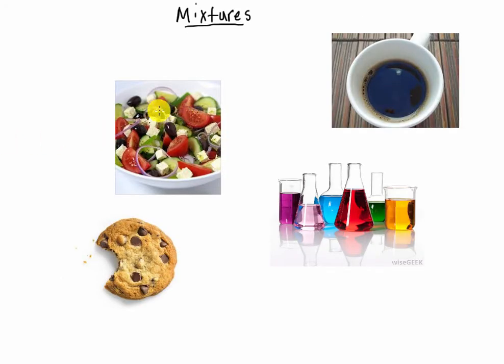So let's just take a look at mixtures. As I told you, there's two classes of mixtures: heterogeneous. Those heterogeneous mixtures are ones that are going to be different, that you can see the distinct differences in them. And then you've got the homogeneous. That's an E, by the way. That would mean that they are the same.